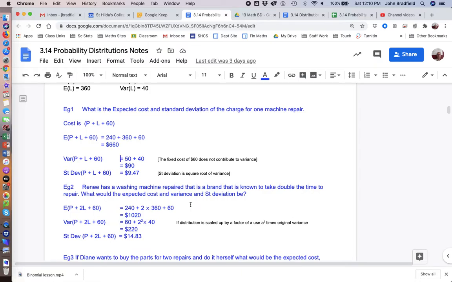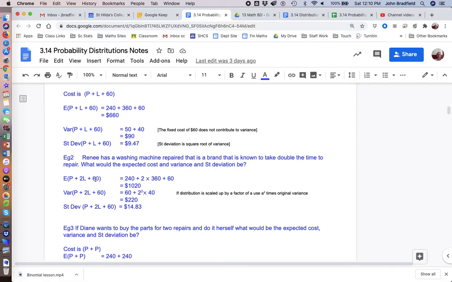If we go to another situation, we're washing a brand that's known to take double the time, so they're shocking. So the labour tends to be twice for this. But everything else is the same, the parts and the starting fee. What would the expected cost and standard deviation be? Now the expected cost: 240 for the parts, 2 times 360 for the labour because it's niggly, plus the standard 60. So we expect the job will cost $1,020.